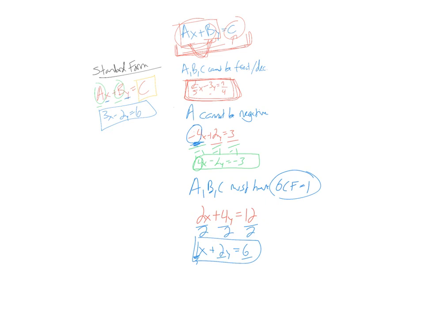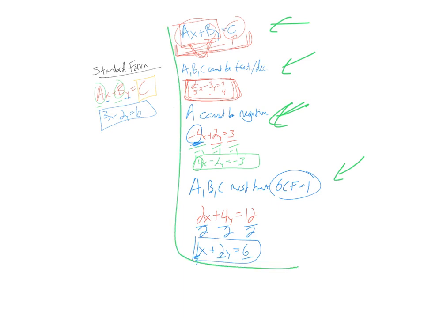As the week goes on, we will be talking more specifically about these rules. The order matters. A, B, and C cannot be fractions or decimals. A cannot be a negative number. A, B, and C must have a greatest common factor of 1. If you check all of those things, then your linear equation is probably going to be written in standard form. All right?